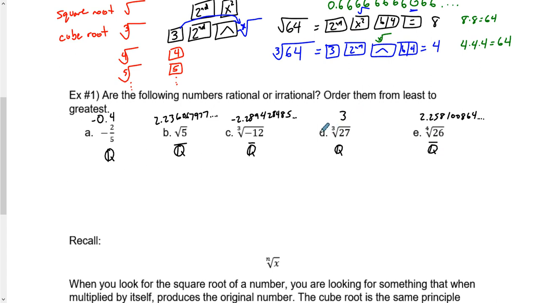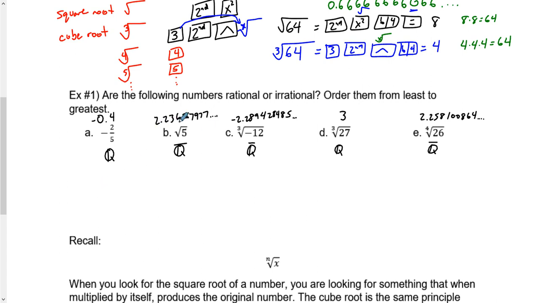So the task is we're going to order these numbers. Are the following numbers rational or irrational? Okay, we've determined whether they're rational or irrational. We're going to order them from least to greatest. One thing that I always expect is, if you're ordering numbers, order the numbers you're given, or that you are actually given.